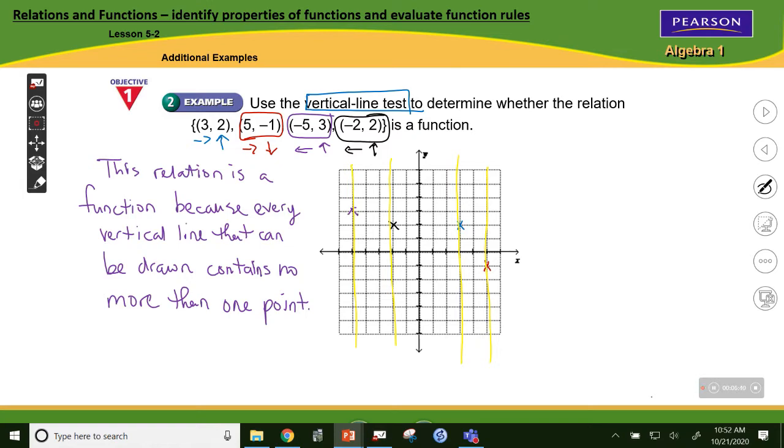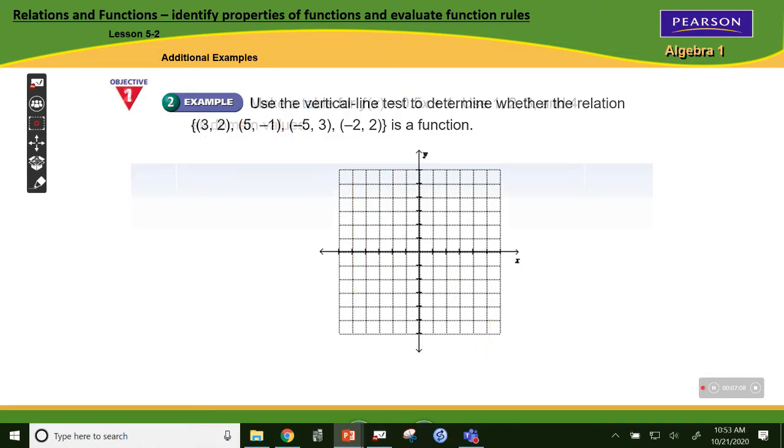If I were to come onto this graph and draw another point here, right there where x equals -2, that would make it no longer a function because now you've got 2 points existing on the same vertical line. That would fail the vertical line test and therefore make it not a function. So again, this one does pass the vertical line test. It is a function because every vertical line that you can draw contains no more than one of the points in the relation. Beautiful.